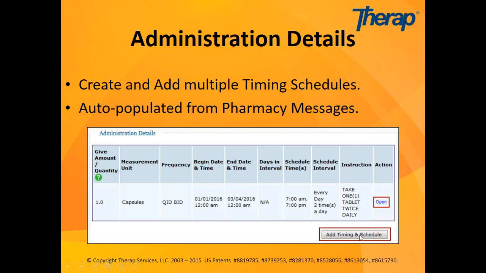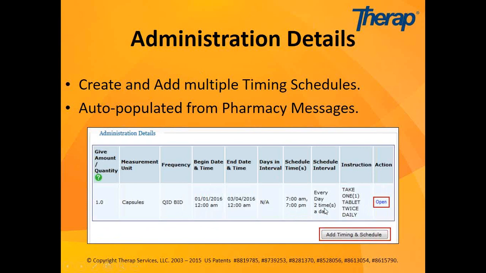You can add this timing and schedule from the pharmacy interface, or you can create a new one. You can create multiple timings and schedules as well. So if you have meds that are to be given twice a day at 7 a.m. and 7 p.m., but in the PM, you're also given that same medication once in the PM, so at 7 a.m., they're given twice a day this amount.